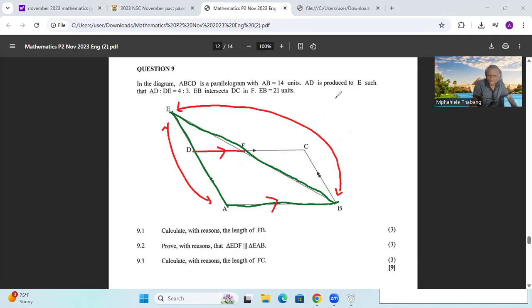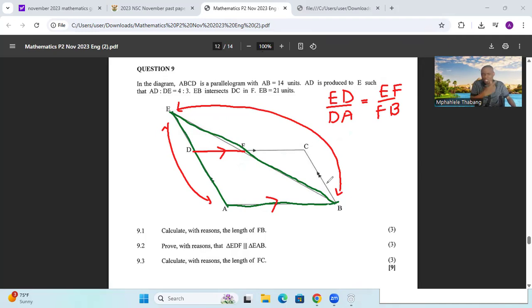are going to be in proportion. So you are going to say ED over DA is equal to EF over FB. You can do that, and you can apply the proportionality theorem differently.